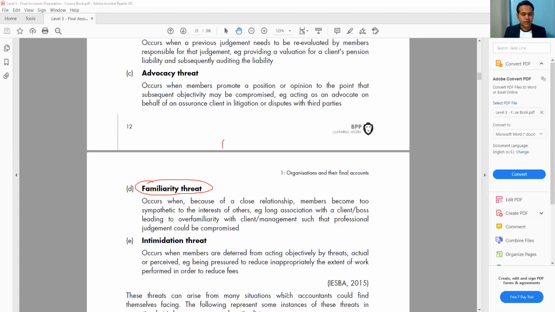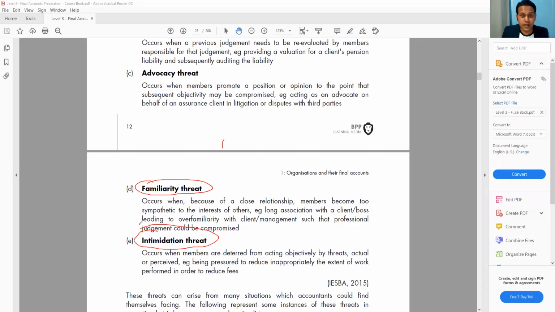The last one we have is the intimidation threat. Intimidation threat happens when someone pressures you. When someone gives you pressure, someone says, I'm a very powerful man, you have to do my work. So someone pressures you. This is called an intimidation threat. Someone says, if you don't do my work, I will change you next year, so I'll have a new accountant next year. Or someone says, you have to do my work within this time, otherwise you'll be in trouble. So any type of pressure, this is called an intimidation threat.